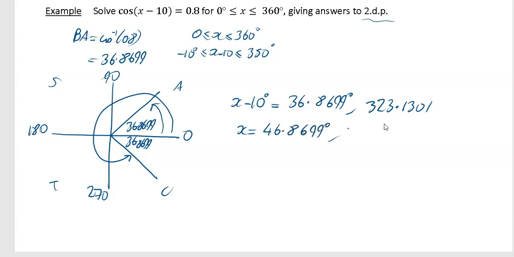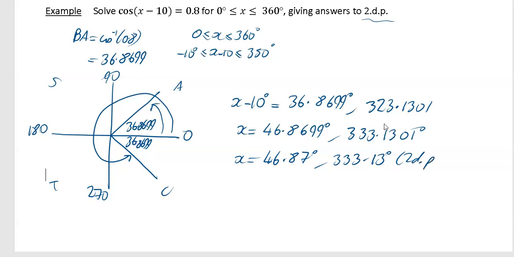46.8699 degrees and 333.1301 degrees. And then I should have given my answers to two decimal places, so 46.87 degrees and 333.13 degrees, and they're both now to two decimal places.